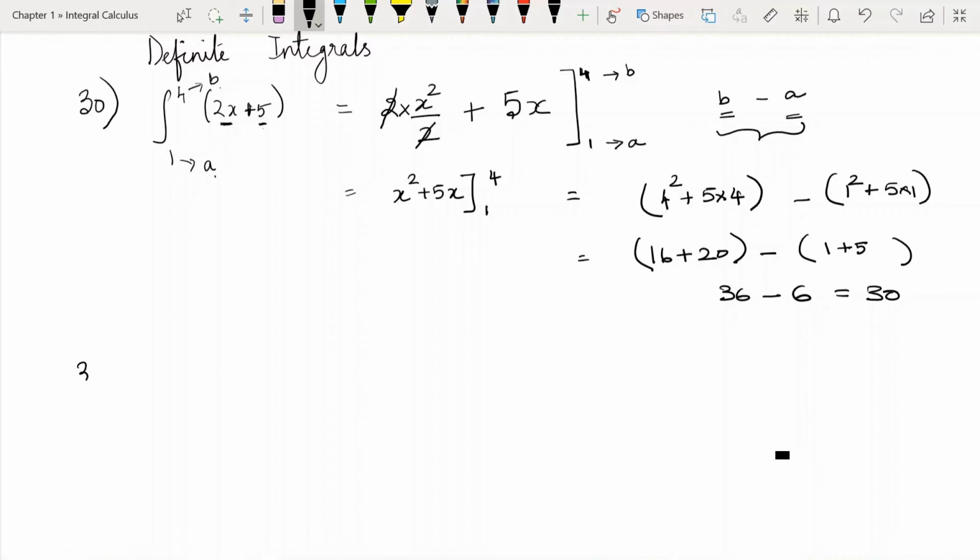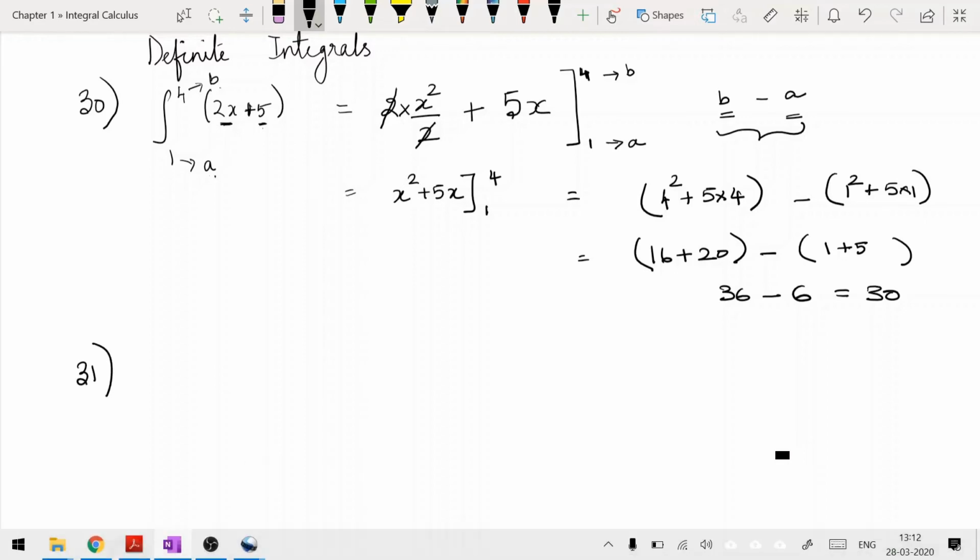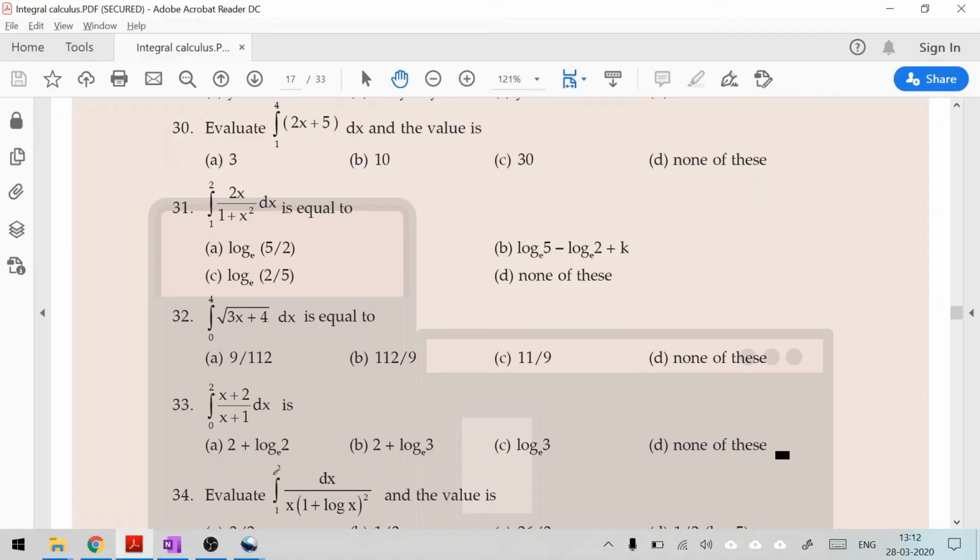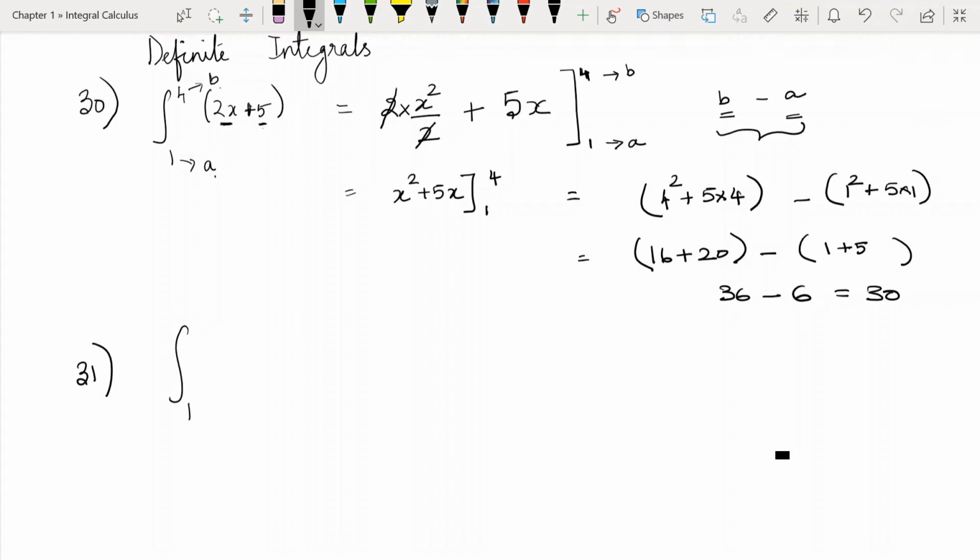Question number 31. Let us write down the integral from 1 to 2, 2x divided by 1 plus x square. When you have a division of two terms, always look at these two terms and check whether they are in the format integral f dash of x divided by f of x. If this is the case, then the answer is nothing but log of f of x.